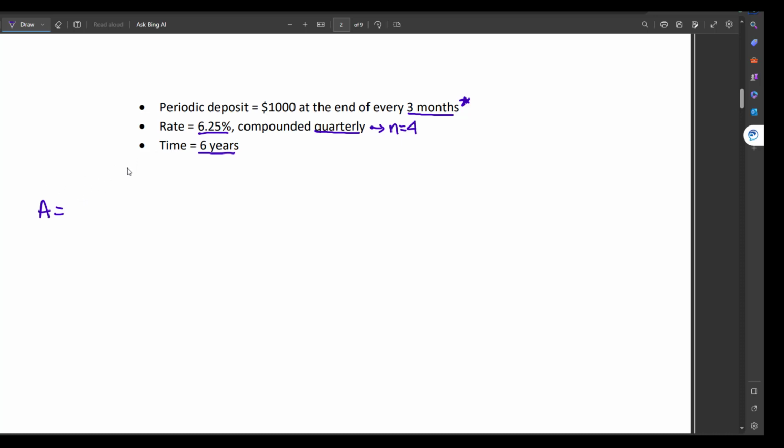So A equals, we're going to take our periodic deposit, which is $1,000, double parentheses, 1 plus R over N. Our rate is 6.25%, so 0.0625 divided by N, which is 4. The exponent is N times T, 4 times 6, and then all of that minus 1, divided by R over N. So 0.0625 divided by 4.